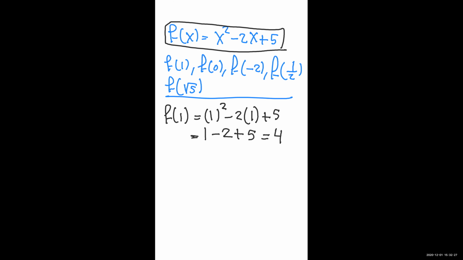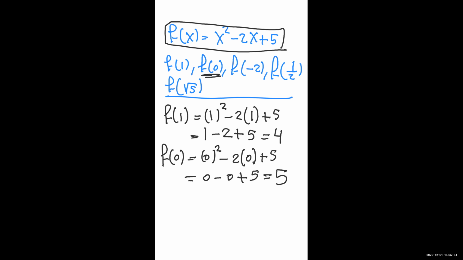Okay, now we want to get f of 0. So now x equals 0. f of 0 will equal x squared, which means 0 squared, minus 2 times x, which is 0, plus 5. So it will equal 0 minus 2 times 0, also 0, plus 5. So f of 0 will equal 5.